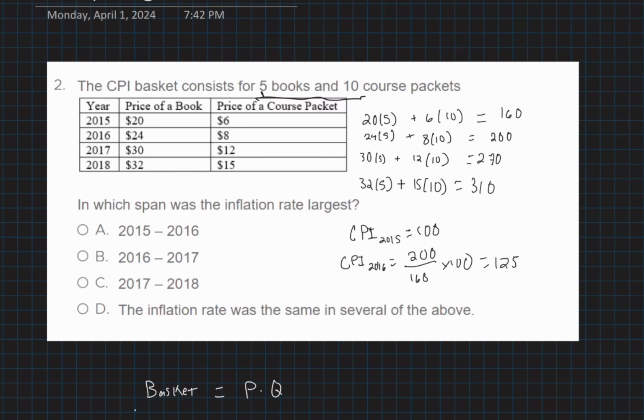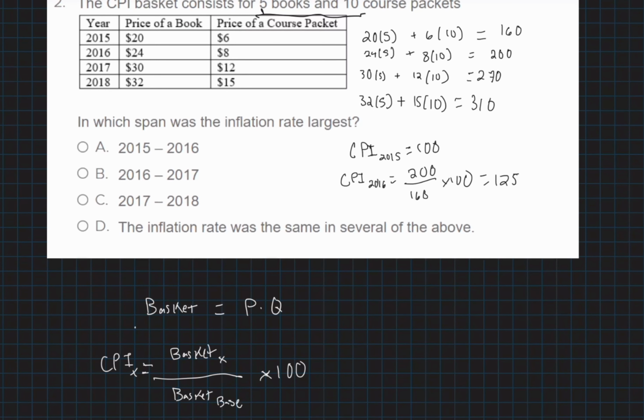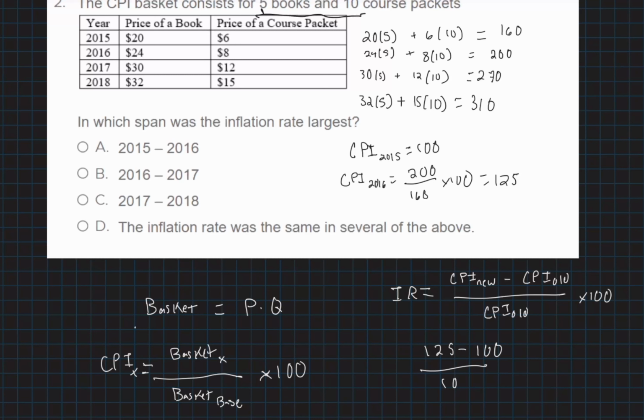Using the CPIs, we can then find the inflation rate. I'm just going to put IR for inflation rate. It's just the rate of change formula, basically. So it's the new CPI minus the old CPI, divided by the old CPI, times 100. In this case, it would be 125 minus 100, divided by 100, times 100. And since the hundreds will cancel, you can see this is 25%.